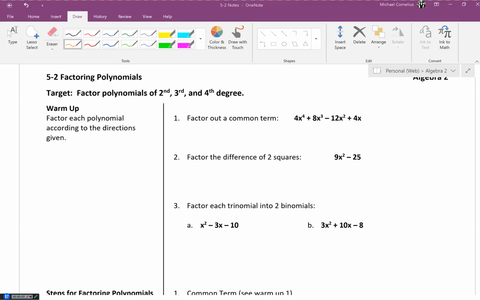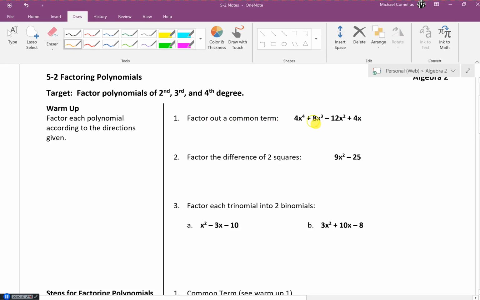All right. So today we're going to look at factoring polynomials. So we're going to step it up a little level here. The first thing we're going to do is what I would call a little warm up here. So we're going to look at the 3 steps that you need to go through whenever you factor easy polynomials. Okay. So number 1, is there a common term?